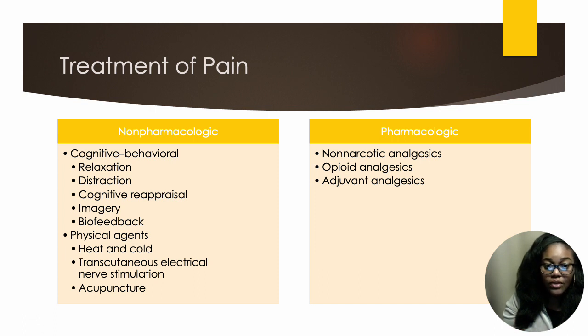You have adjuvant analgesics, and that is a therapy that is not normally used for pain but can help treat pain. For example, you have your tricyclic antidepressants. Normally those are used for depressive episodes, of course, but if a person is experiencing depression due to the pain, if you treat the depression, it helps to reduce the sensation of pain as an adjuvant therapy. It's particularly useful in individuals that have chronic pain because they tend to be more depressed due to the pain.